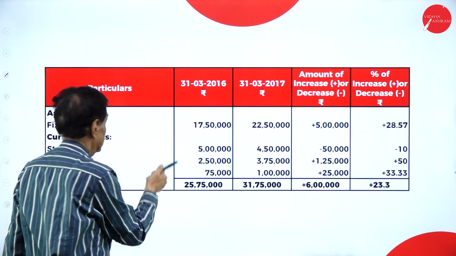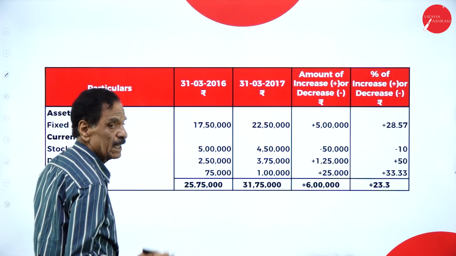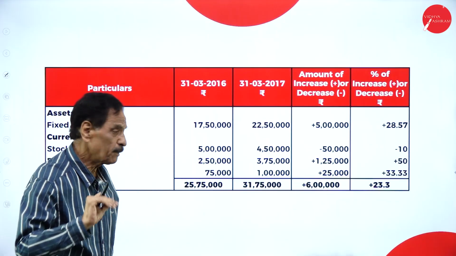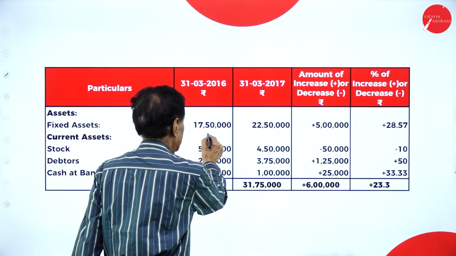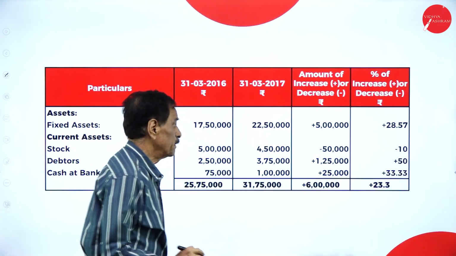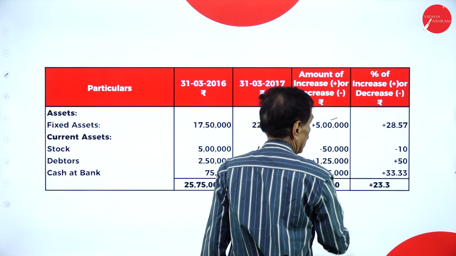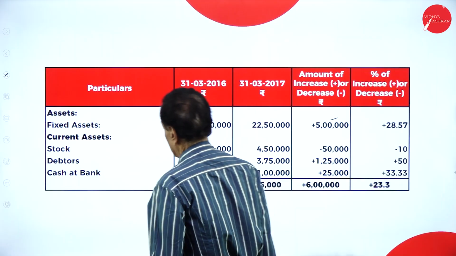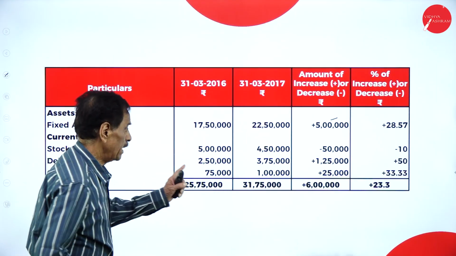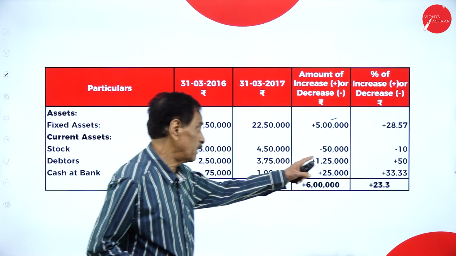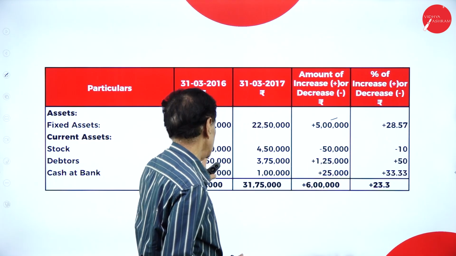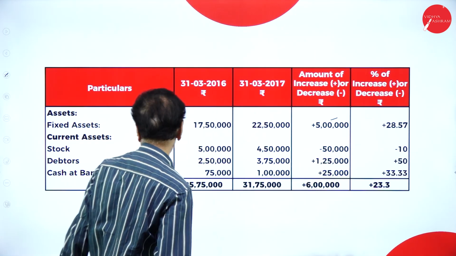Come back to assets. Fixed assets: land, building, machinery, furniture, motor car. Previously it was 17,50,000. Now it has increased to 22,50,000. There was an increase of 5 lakh, 28.57%. Current assets, stock, 5 lakh to 4 lakh 50,000. There was a decrease of 50,000. 50,000 divided by 5 lakh into 100 is minus 10%.